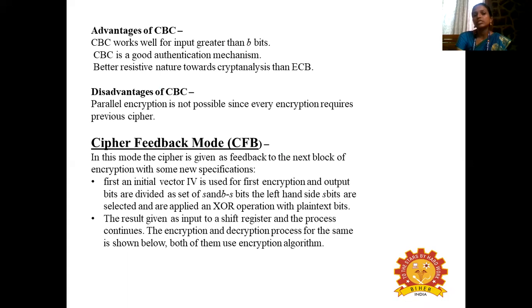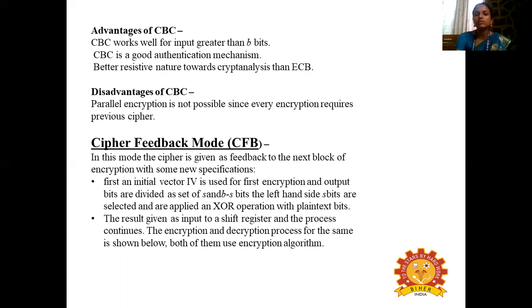Now the disadvantages of CBC. Parallel encryption is not possible, since every encryption requires the previous cipher block; we need the output of the previous one. If parallel encryption is not possible, it will be somewhat slower, because parallel processing is always faster. So this is the disadvantage.